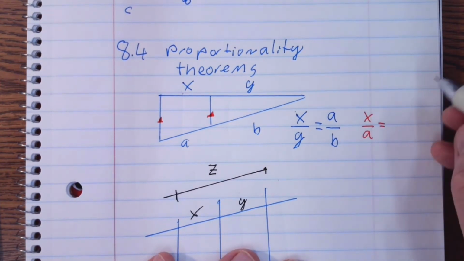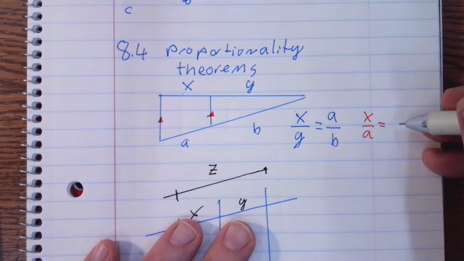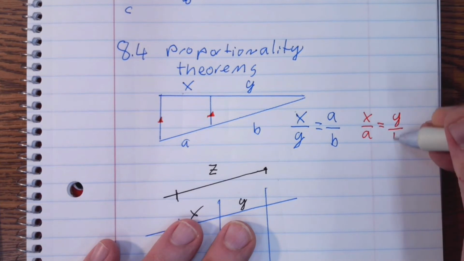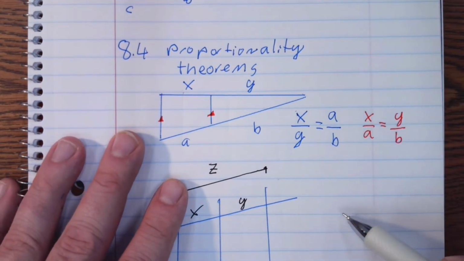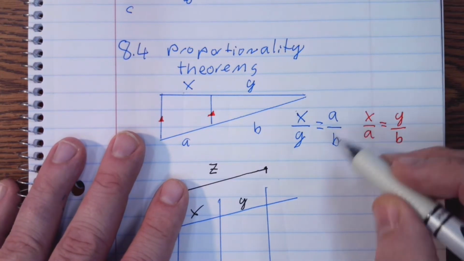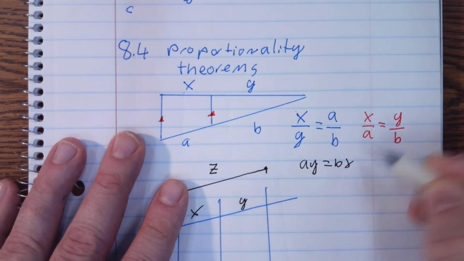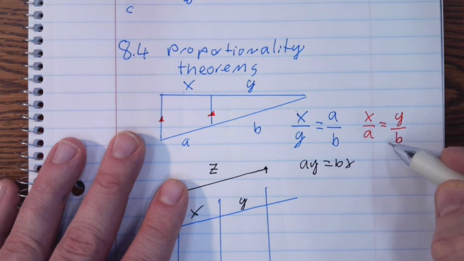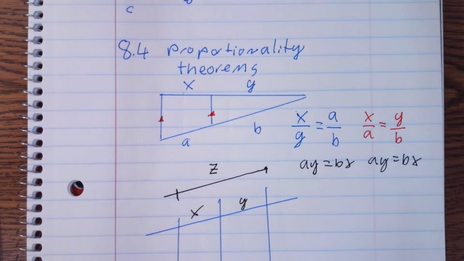And I'll do this a lot. I do it every year because of the way I think of things. I do x over a and y over b. Is that wrong? How come? It will still be equal, because when you cross multiply, you're going to get ay equals bx. And this is also going to be ay equals bx, right? So just be aware there are a lot of ways to do these, and it depends on how you see them.